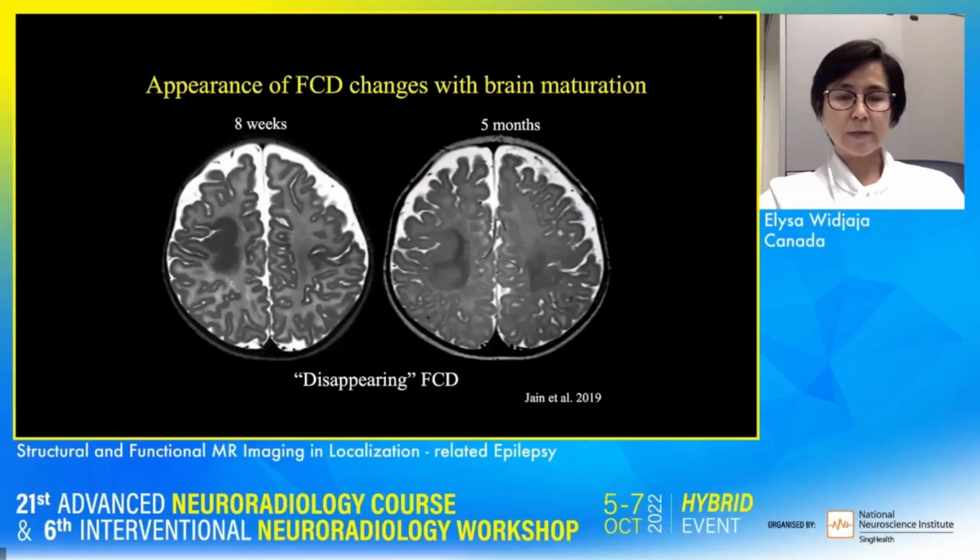This case demonstrates the evolution of focal cortical dysplasia with brain maturation. At 8 weeks of age, the lesion is really obvious in the right frontal lobe. However, at 5 months of age, the lesion became less conspicuous. This phenomenon has been termed the disappearing focal cortical dysplasia.